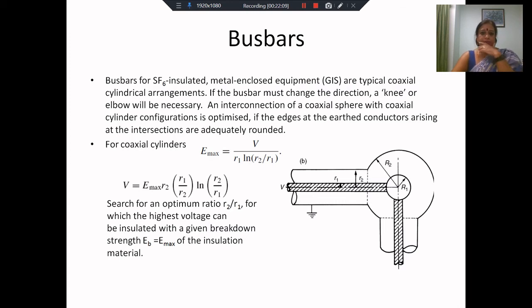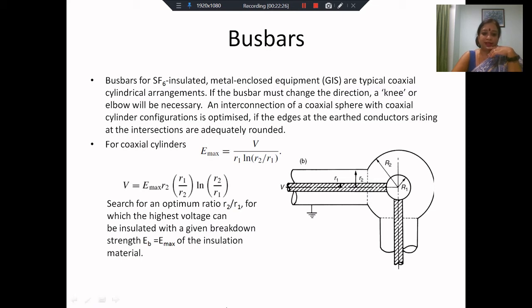Now, we would like to optimize this interconnection. An interconnection of a coaxial sphere with coaxial cylinder configurations is optimized so that the edges of the earth conductors arising at the intersections are adequately rounded. That will also need to be done.